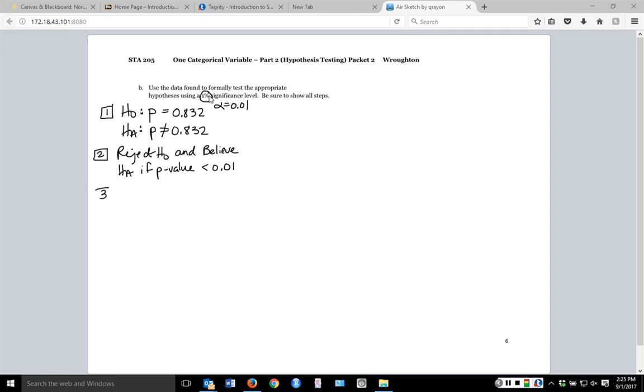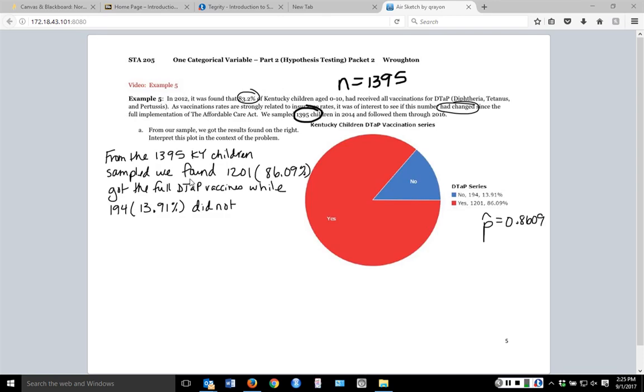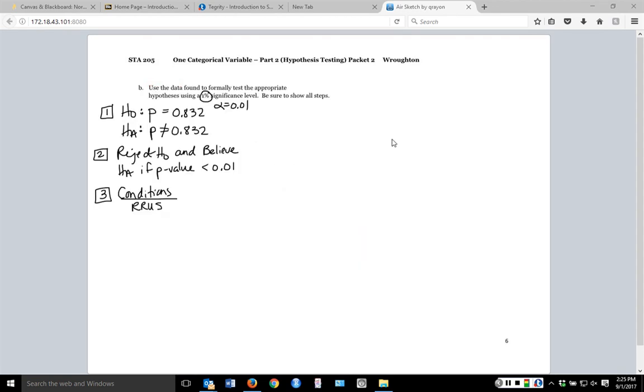Alright, step 3 starts with our conditions, which are always on our formula sheet. So we have our idea of a relatively random and unbiased sample. They told us that we sampled 1,009 children in 2014. We followed them for a few years. They were Kentucky children, so we're good, or at least no known bias there. So we're good.